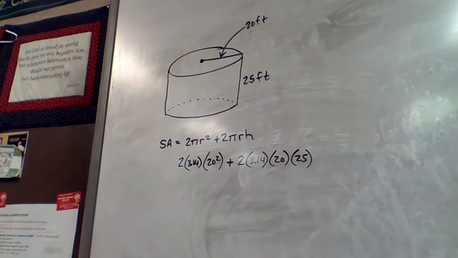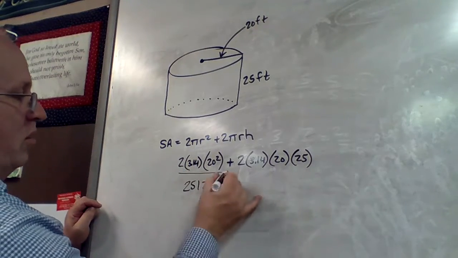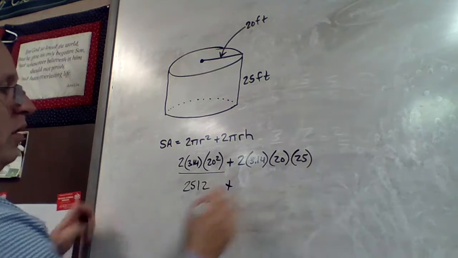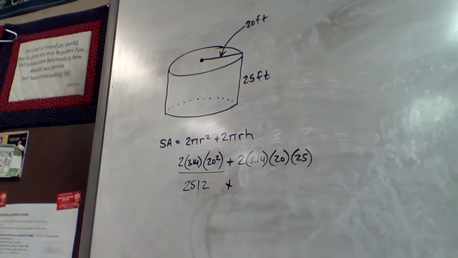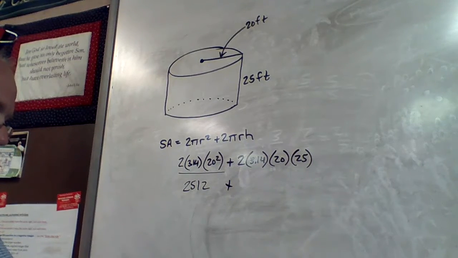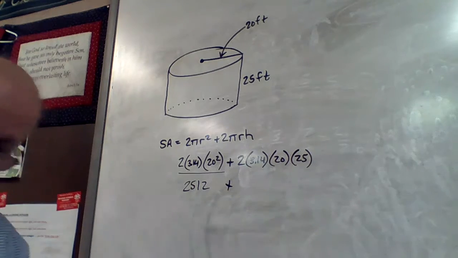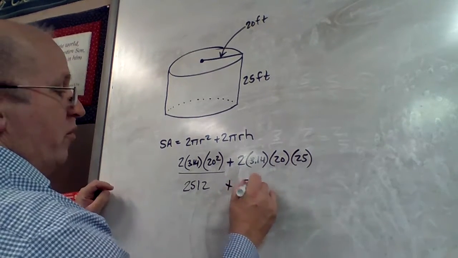So let me see here. I got to clear off my calculator. 2 times 3.14 is 6.28 times the 20 squared, which is 400. So our first number right here is 2,512. All of this equals 2,512. Now I got to add that to whatever this next set of numbers equals. Okay, so we got 2 times 3.14 again, that's 6.28, times our 20, and times our 25, and I get 3140 for that.